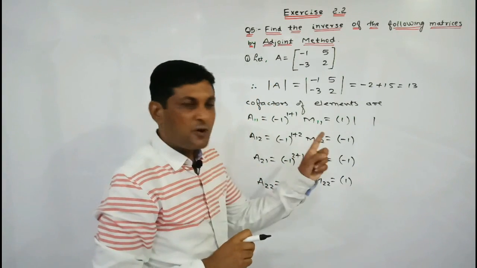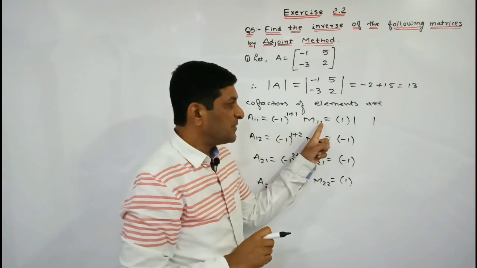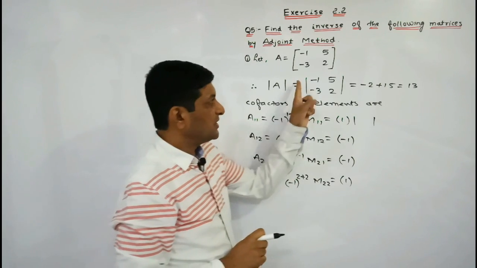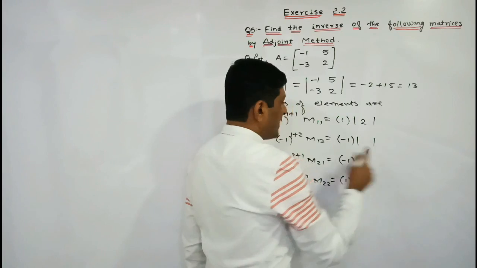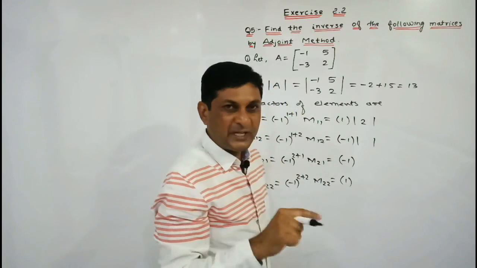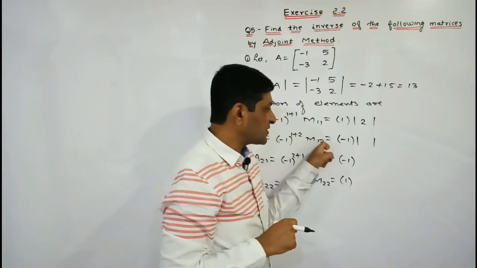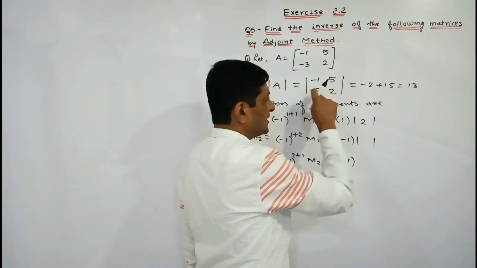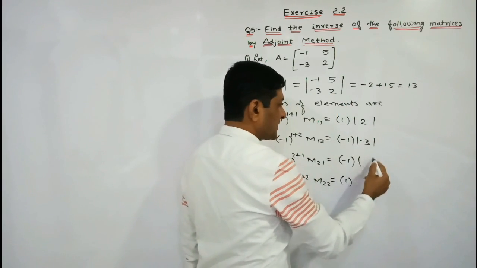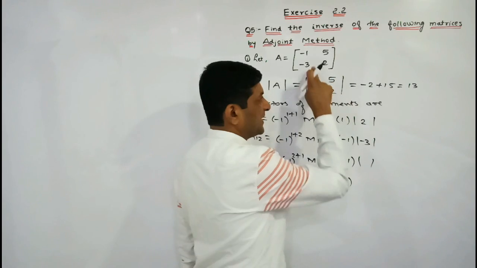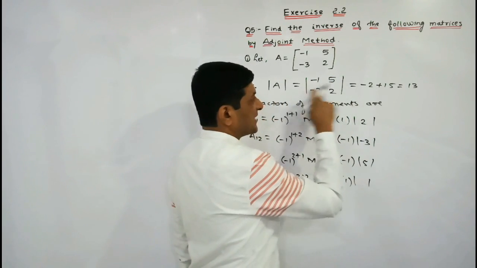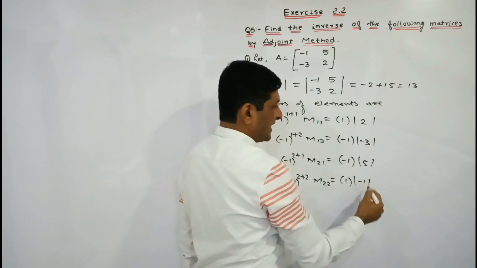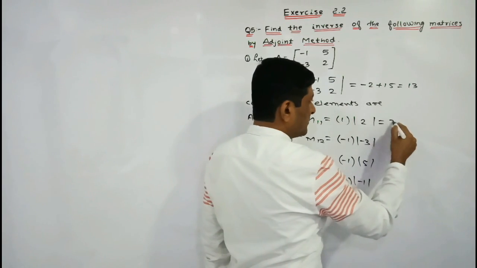To find out value of minor, we have to delete element of first row and first column. So delete element of first row, first column, what we are getting here? 2. Again we know that value of minor is determinant, and to obtain the element of this determinant, delete first row, second column. First row, second column, what we will get here? -3. Now delete second row, first column. Second row, first column, we will get 5. And here delete element of second row and second column, what we will get? -1. So 2 into 1 will be equals to 2.